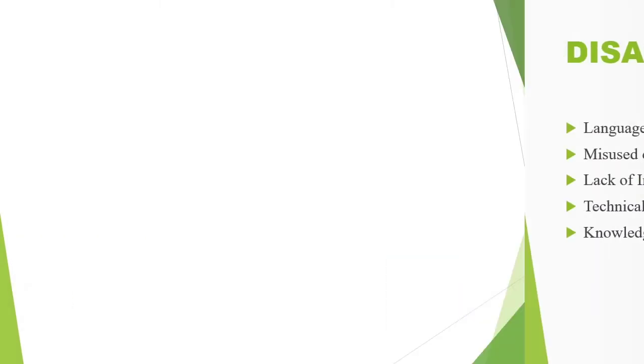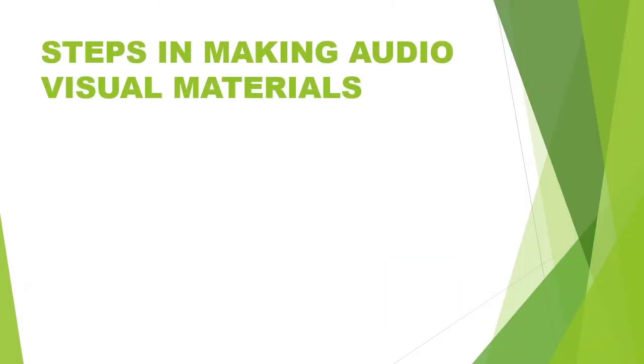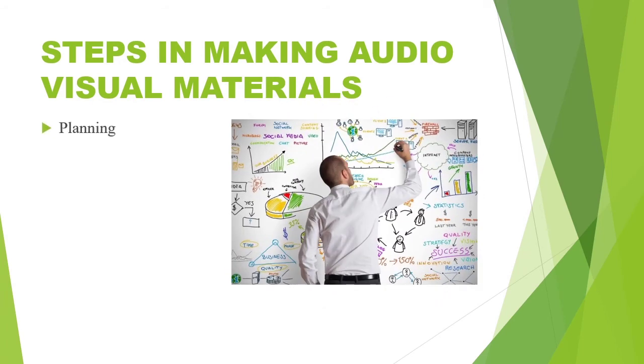And now let's move to the steps in making audio-visual materials. So first, you guessed it, planning. In planning, you need to know clearly the objectives of the presentation so that you can anticipate the problems and the size of your audience. And lastly, you can think about the quality of materials to be used in your presentation. Like this guy over here, he's planning for his topic.